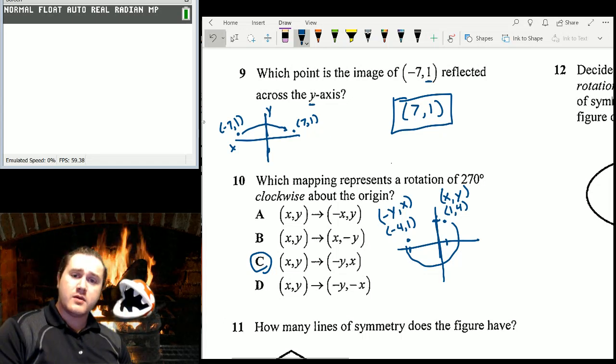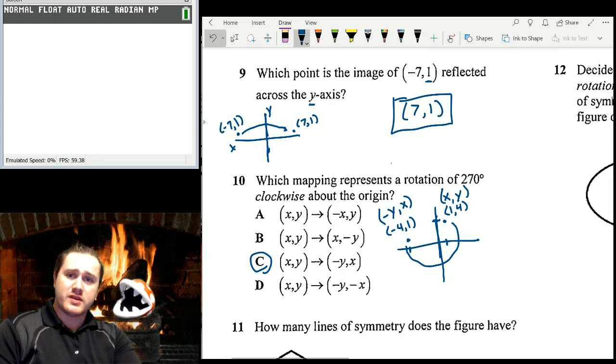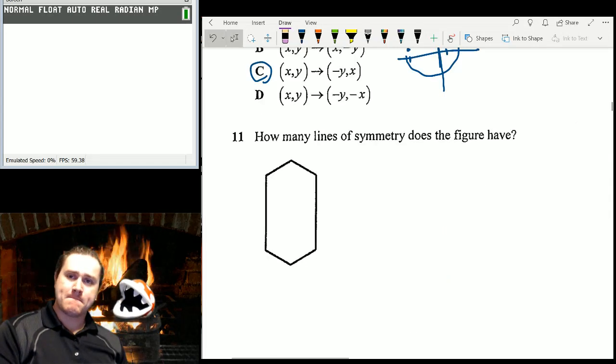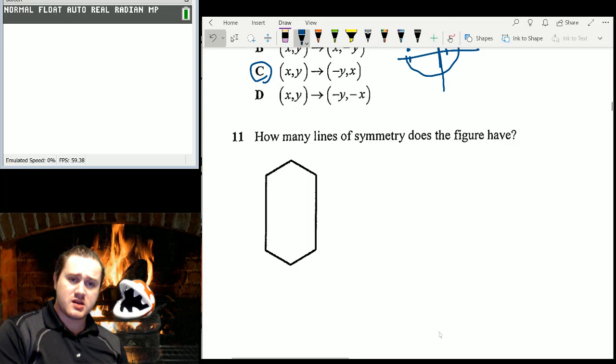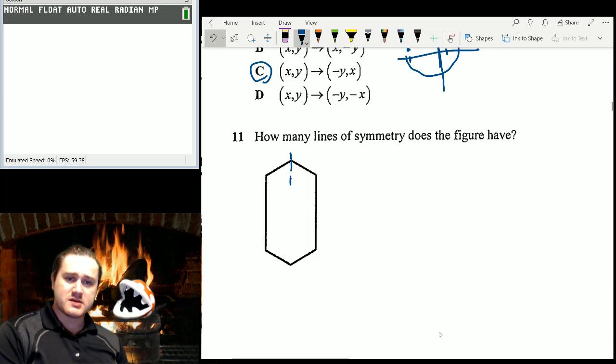Alright, continuing on with this, number 11 task, how many lines of symmetry does this figure have? So looking at this, there's a little bit of a stretch out with it. It's not exactly the same, but we could still fold it down the middle, hot dog style, and it be the same on both sides. So there's one. Then we could also fold it hamburger style down this way, and that's the same. So those two actually would fold over on itself, giving you 2 lines of symmetry.